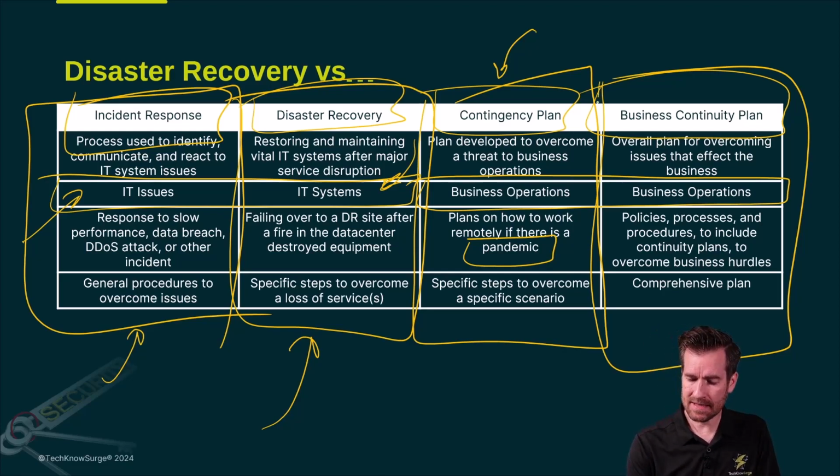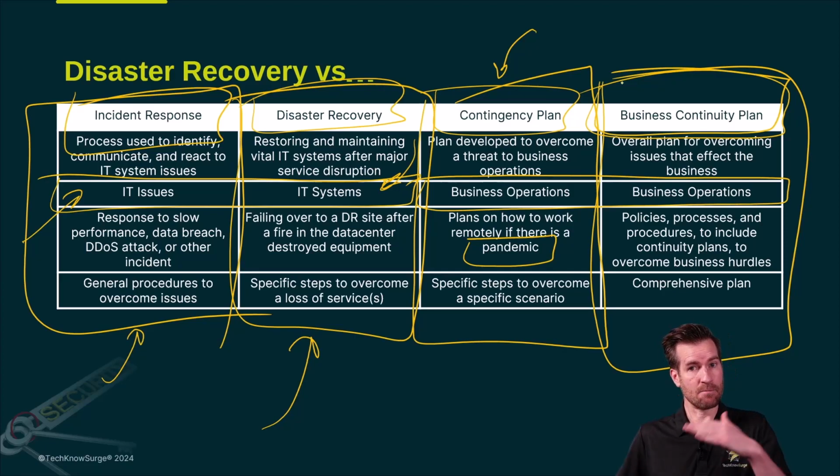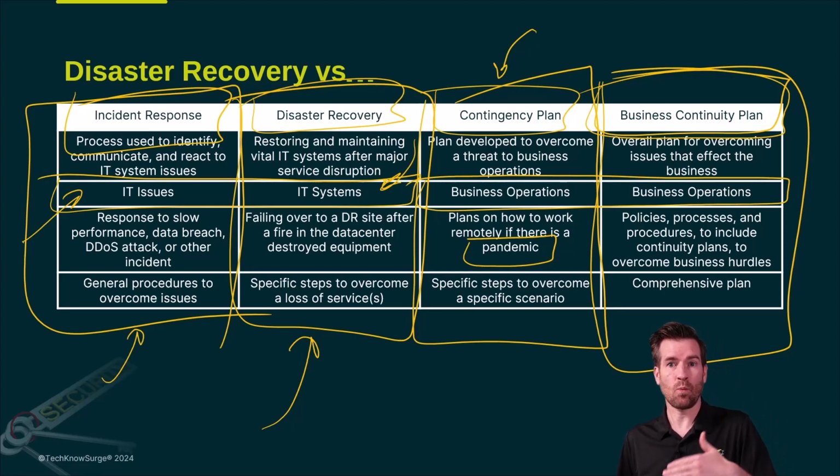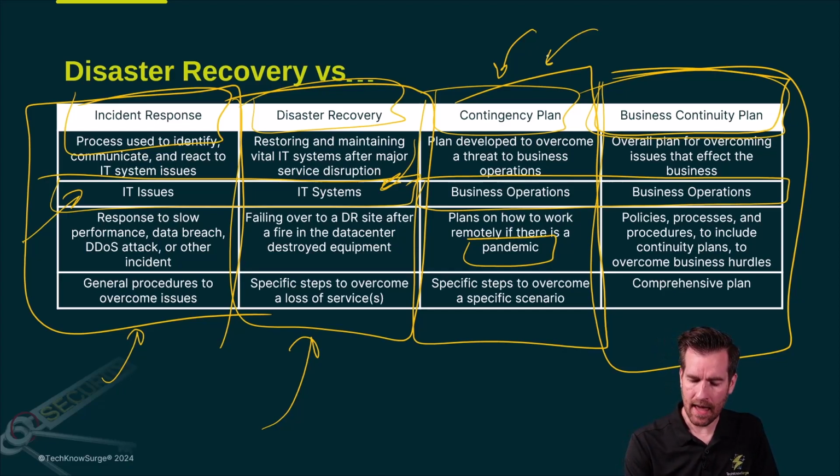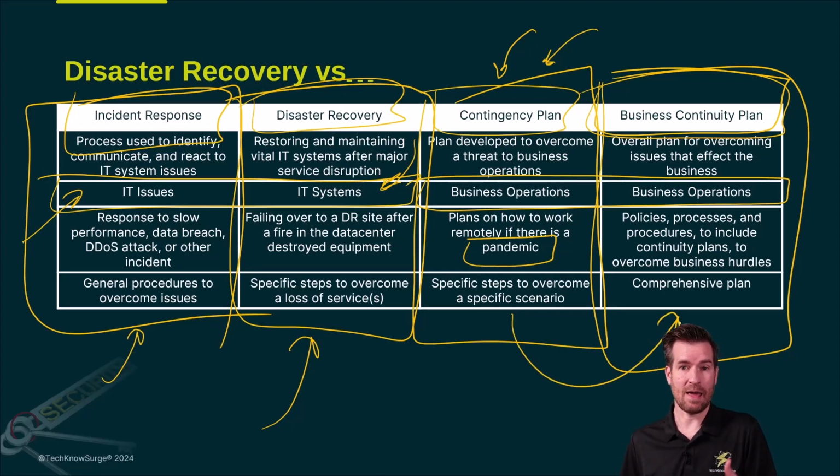Then we have a contingency plan that kicks in and helps us solve for that particular issue. A business continuity plan is even broader in scope, where it's just what are we trying to accomplish, how are we going to accomplish it, and it probably has some contingency plans built into it. So there are specific contingency plans that would get built into this business continuity plan.